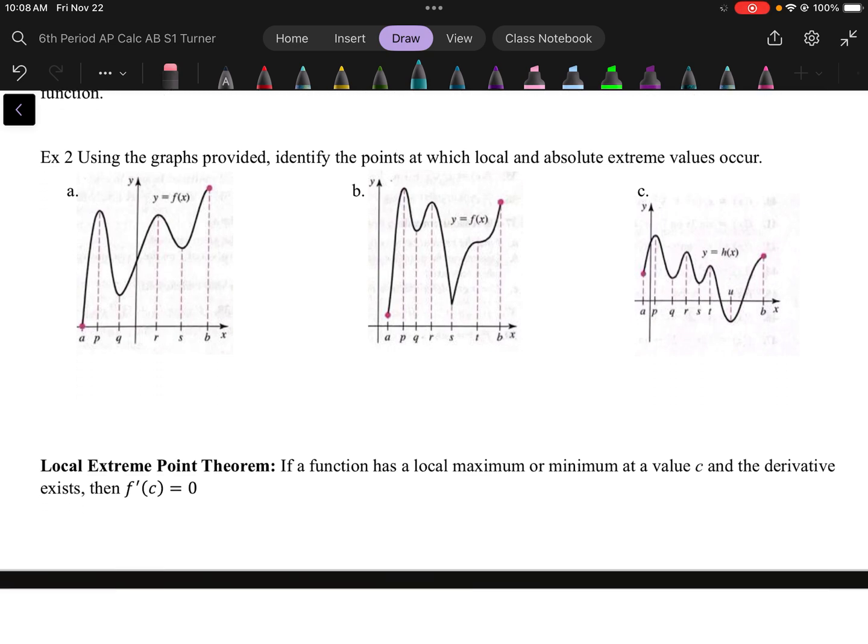So in example 2, we're taking a look at a graph with several different points. The points we're specifically looking at are labeled along our x-axis. And we're trying to identify the points at which the local and the absolute extremes are happening. So if I took a look at example 2a, the first thing that I would look for is my local maxes. So I'm looking for any sort of peak that's happening here. When I take a look here, I see that I have a peak, and those values are happening at P and R.